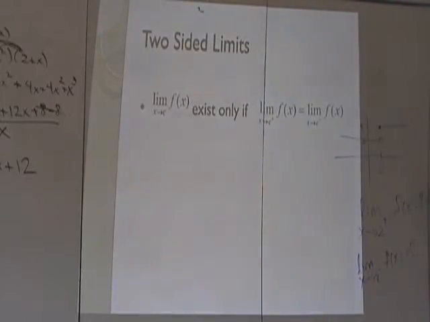So in this example here, when it's approaching from the right, it's equal to 4. When it's approaching from the left, it's equal to 2. Is there a two-sided limit? No, because they're not equal to each other. Okay, it's as simple as that.